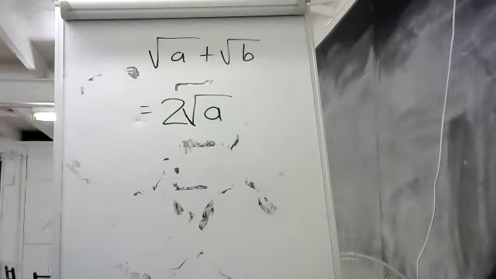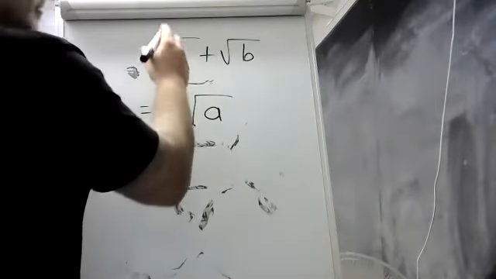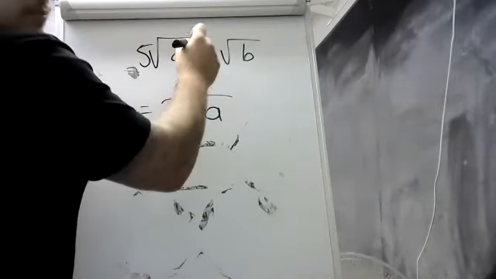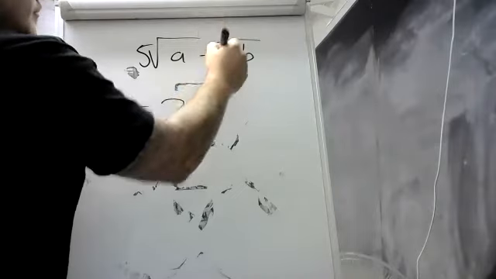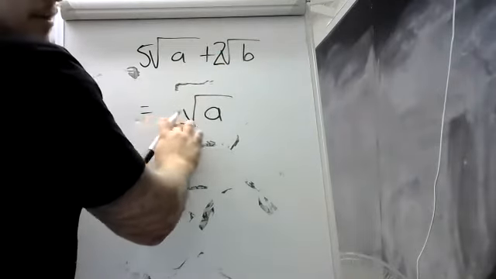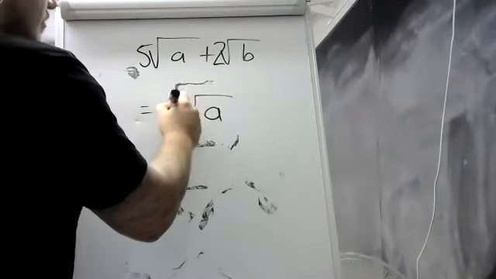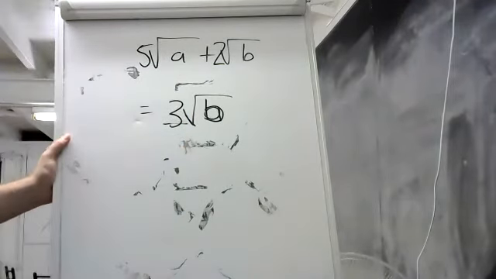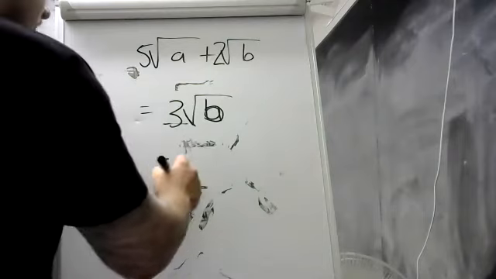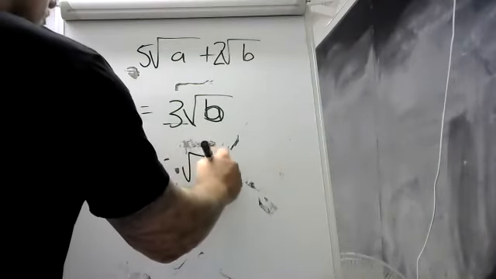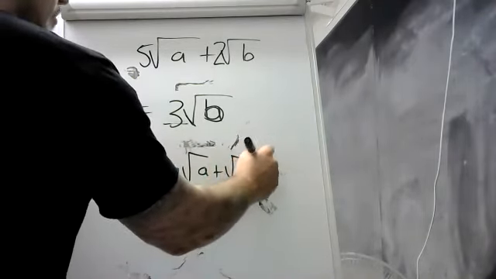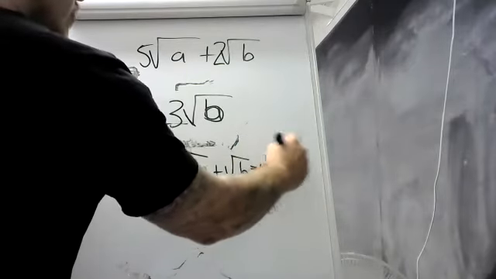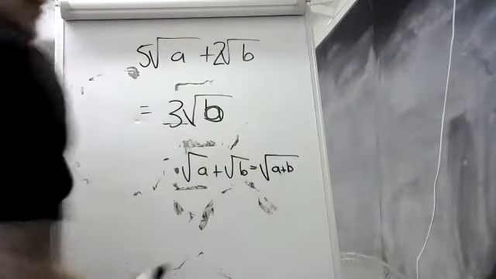I don't think I had that rule. So if we have... we would just have 3 to the square root of B. Do not just go, oh, the square root of A plus the square root of B gives us the square root of A plus B. That's not correct.